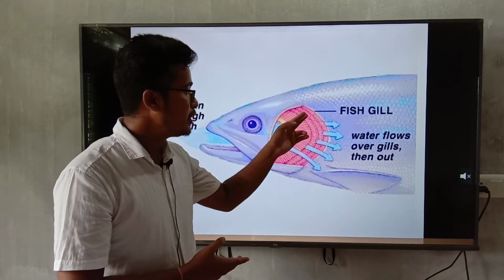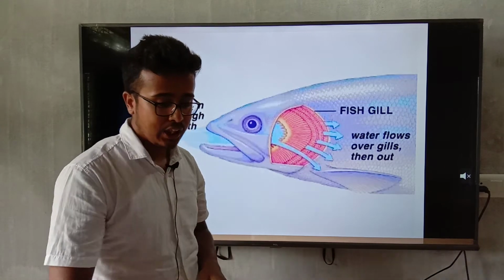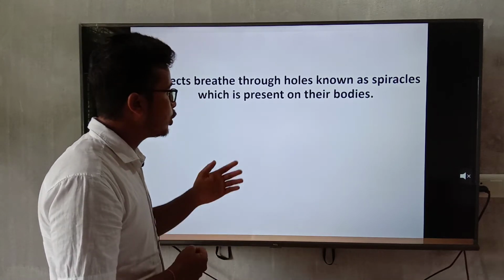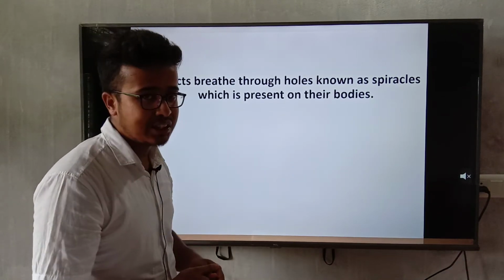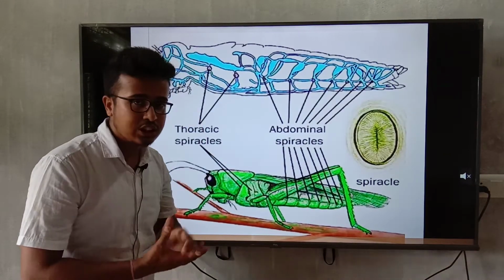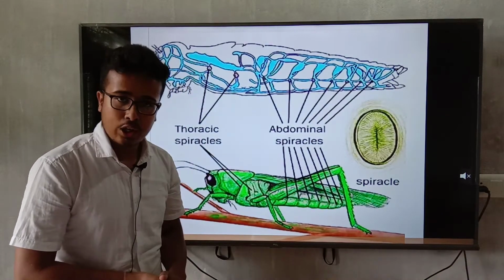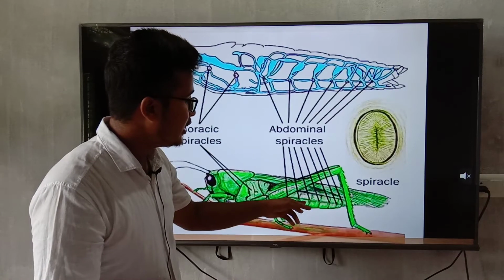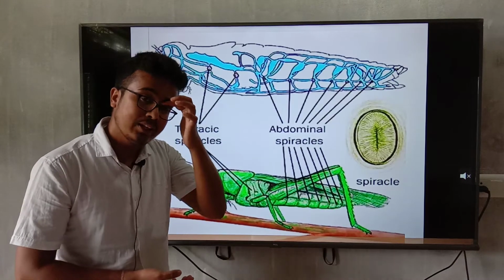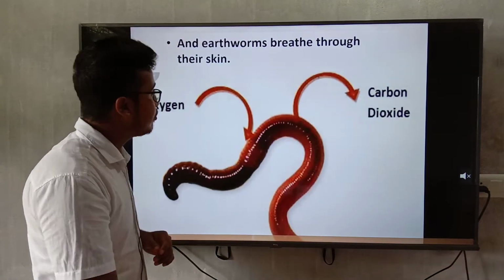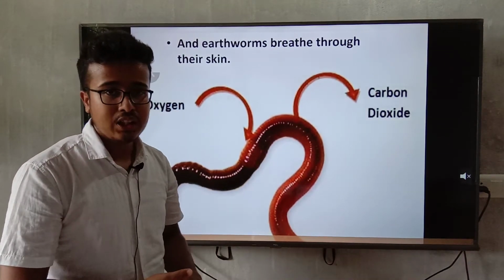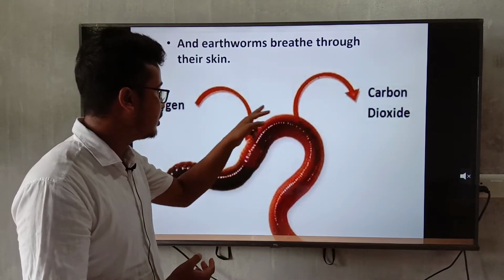So fish breathe with the help of these gills, while insects breathe through holes called spiracles, which are present on their bodies. The spiracles are present in the lower portion of the insect's body. Here you can see these spiracles; with the help of these the insect breathes. In the case of an earthworm, the earthworm breathes through its skin. You can see here.